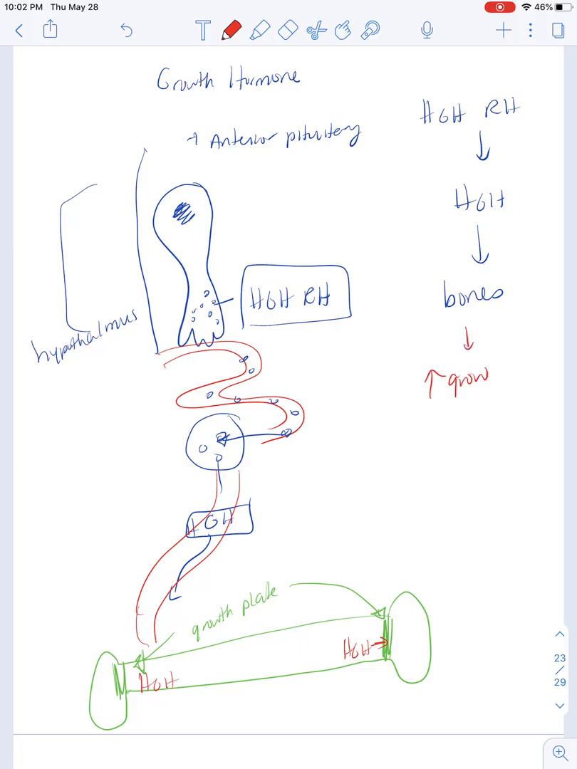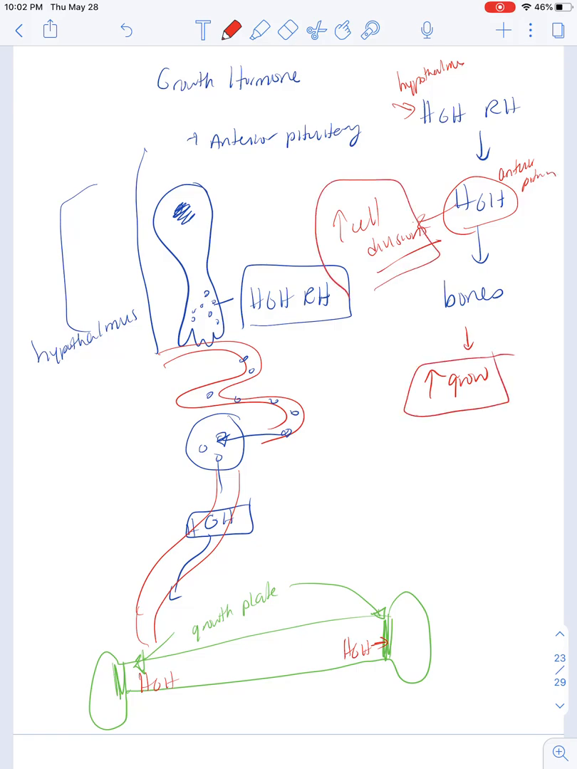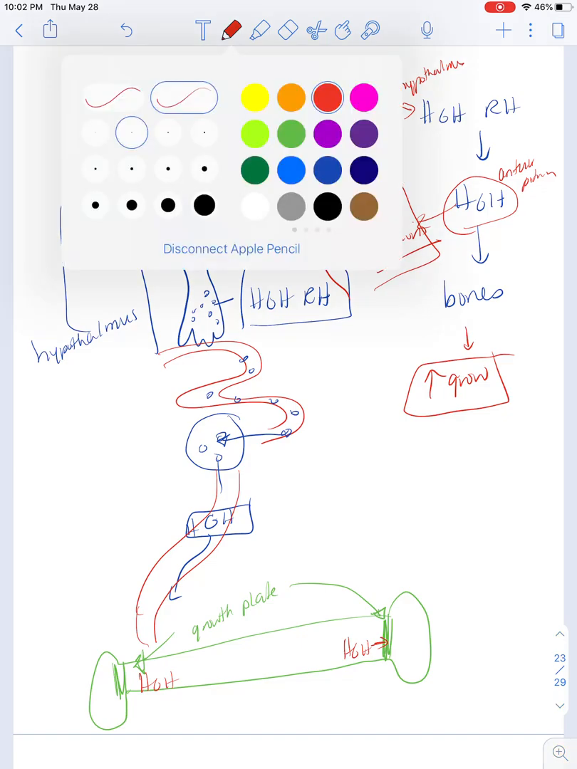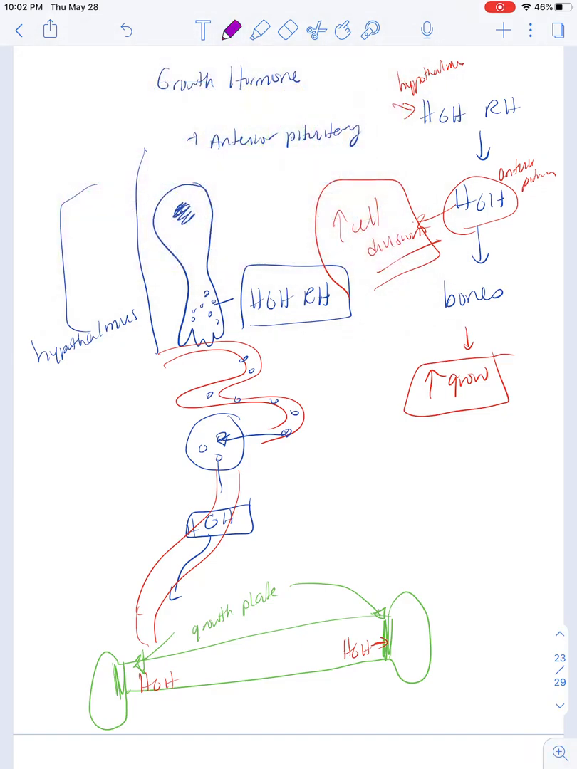So you increase growth. HGH also increases cell division, so your cells divide more, so you grow more, and that's all you need to know for HGH, okay? So remember, this RH is released by the hypothalamus. This HGH is released by the anterior pituitary. It goes to your bones, it makes you grow, and it also increases cell division. And that's all you need to know for HGH, RH. Okay, so that's the next hormone.